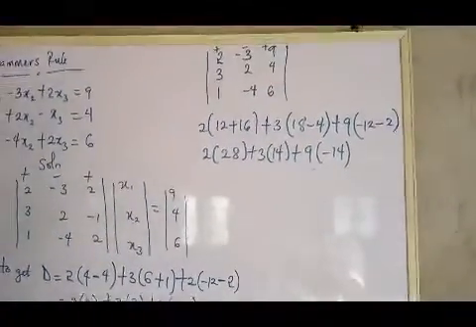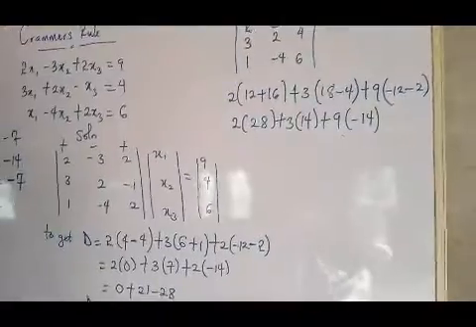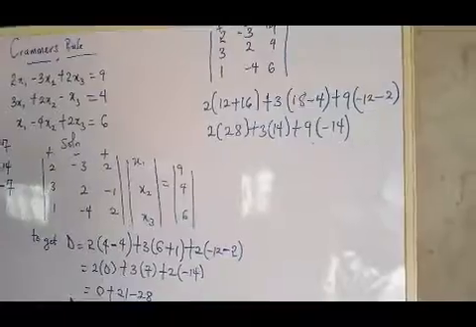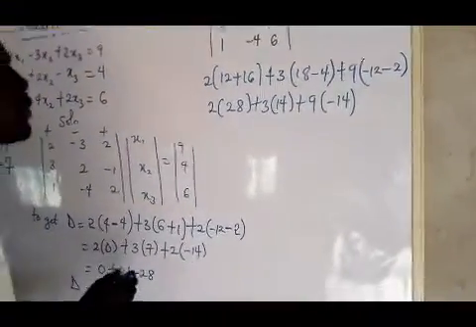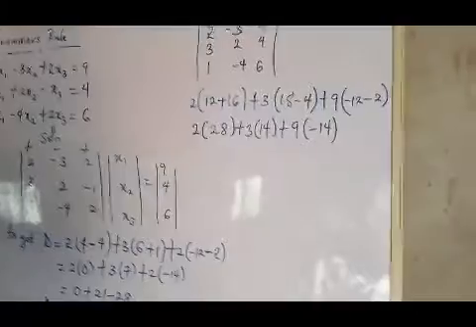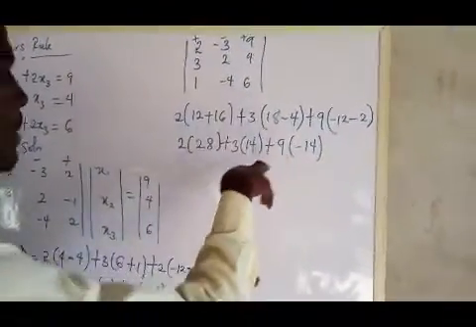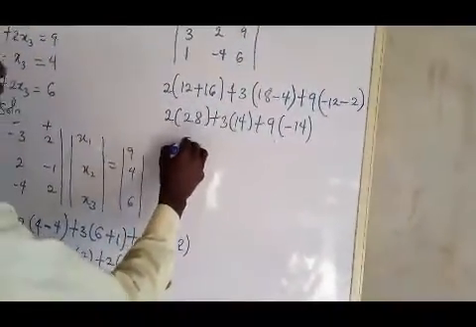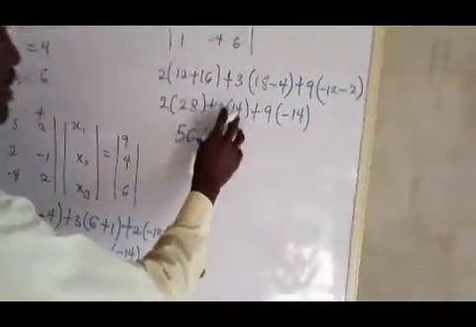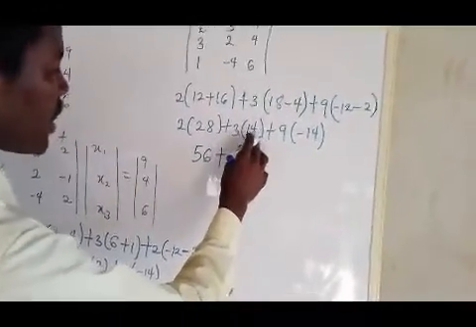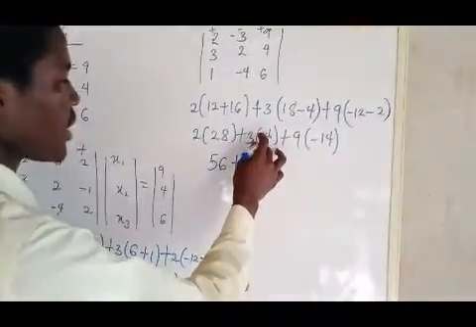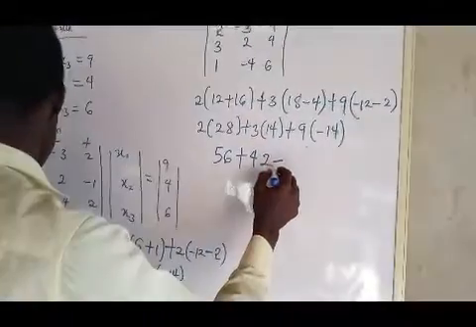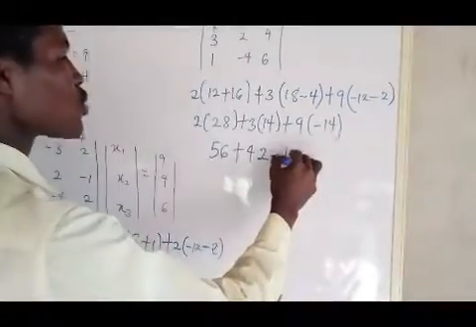All right, so the next thing we need to do is to multiply those things together. So if we are multiplying together, here now, we'll have 2 times 28. 2 times 28 will be 56, plus 3 times 14 will give us, 3 times 4 is 12, then 3 times 1 is 3, so plus 1, that's 42, then minus 9 times 14 will give us 126.